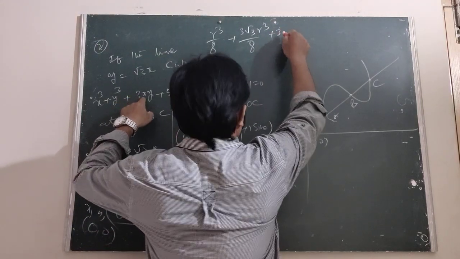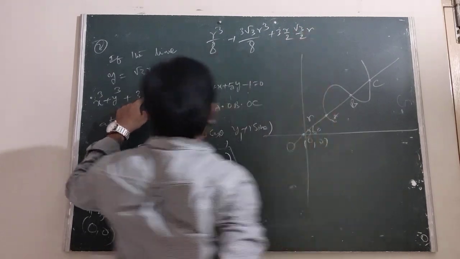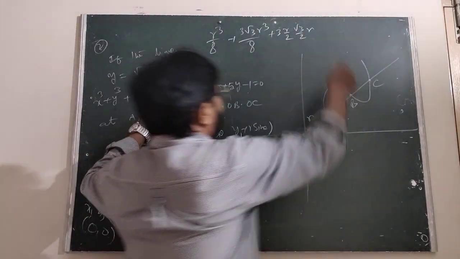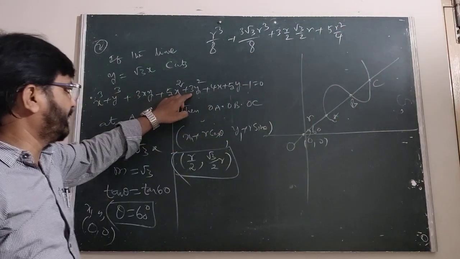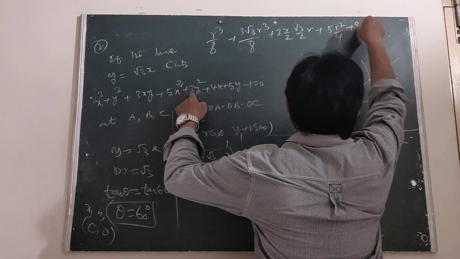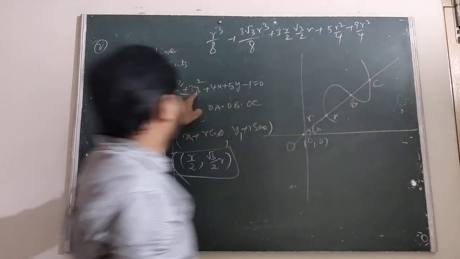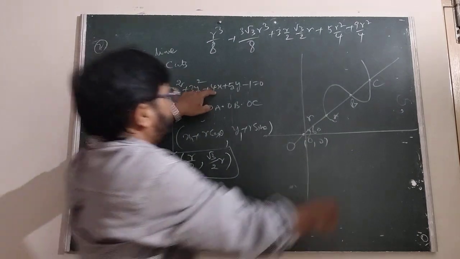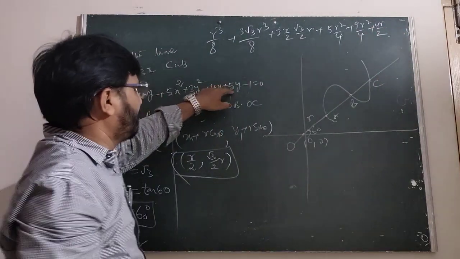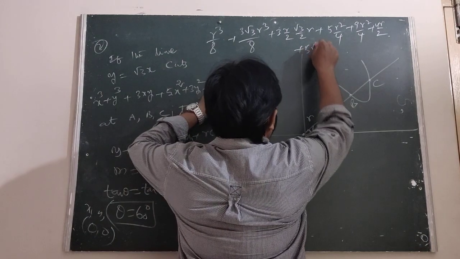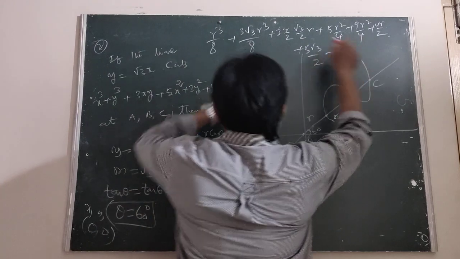3xy. xy is r by 2 times root 3 by 2 r. 5x square is 5 into r square by 4. 3y square, 3 3s are 9, so 9 r square by 4. Now 4x is 4r by 2. Next one, 5y is 5 root 3 by 2, minus 1 equal to 0.